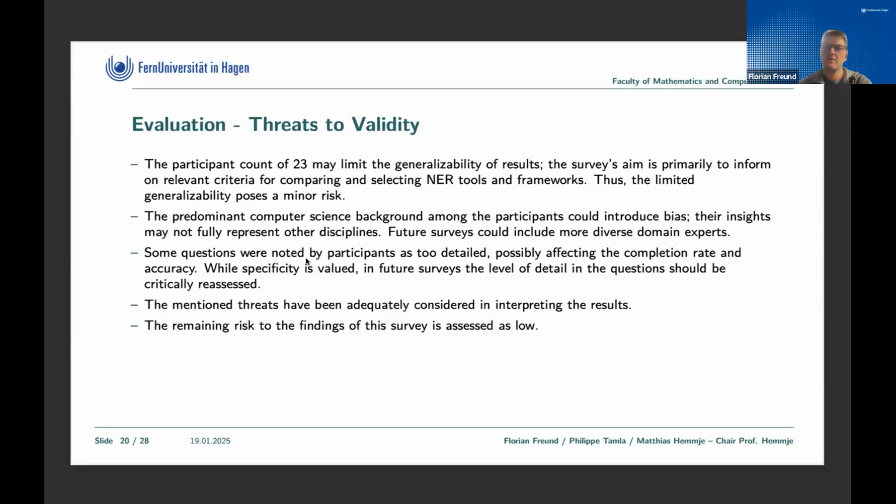The predominant computer science background among the participants could introduce some bias, and therefore their insights may not fully represent other disciplines, so future surveys could include more diverse domain experts. The participants noted that some questions were too detailed, which possibly may affect the completion rate and accuracy. And while we valued the specificity, in future surveys the level of detail could be reassessed critically. The mentioned threats have been adequately considered in interpreting the results, and the remaining risk to the findings of the survey is assessed as low.